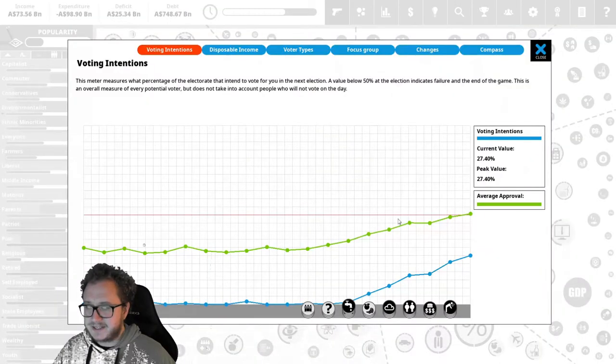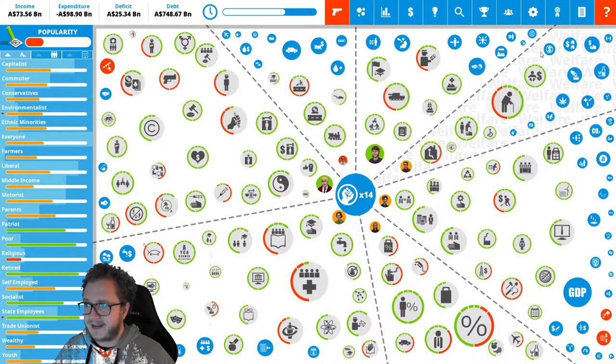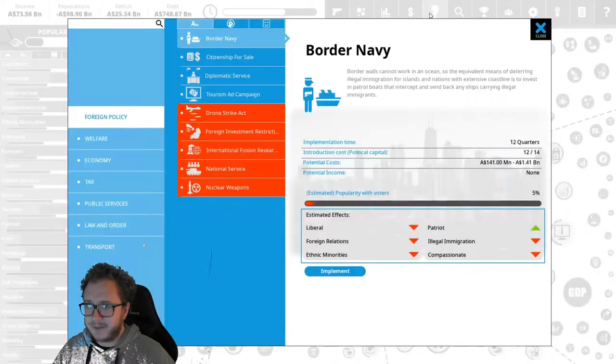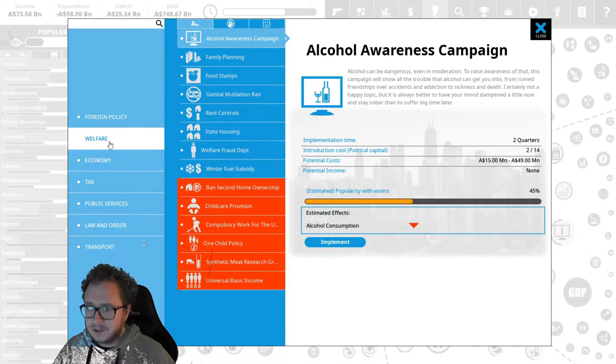We've also increased now to 27% approval. So we've gone from 0 to 27%. So we're definitely tracking in the right direction, which is a good thing. So we need to implement something environmental.